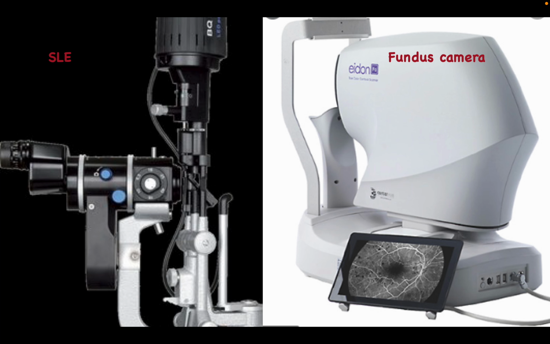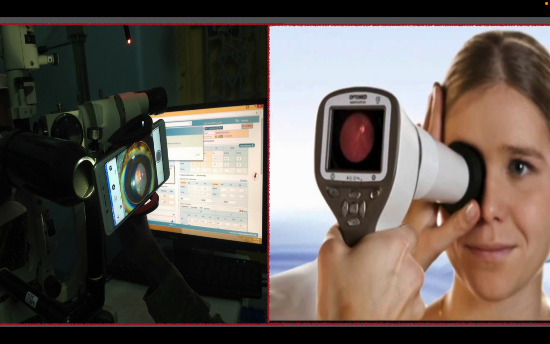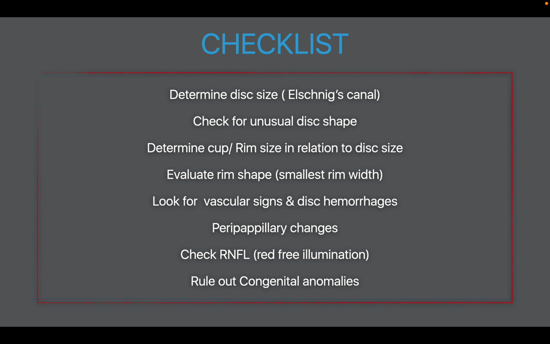That includes SLO-based, that is scanning laser ophthalmoscopy-based equipment, and non-scanning laser ophthalmoscopy methods. It can be mydriatic cameras or non-mydriatic cameras. It can be attached to our slit lamp or it can be a portable device. When you do the optic nerve head examination in glaucoma, there are various checklists one has to go through.